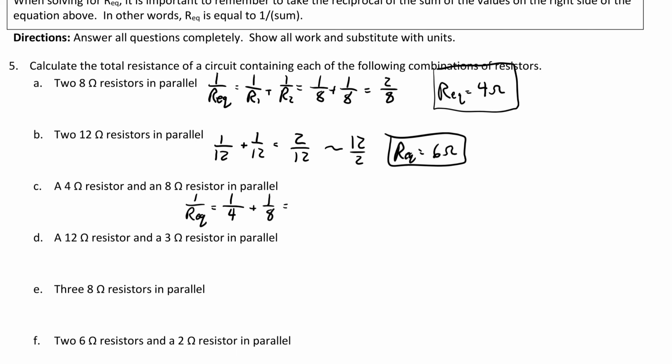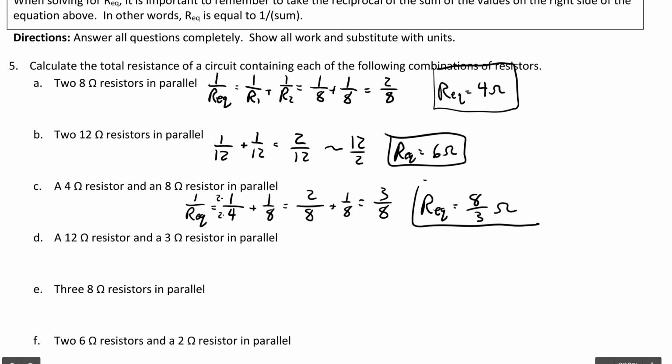Keep doing that. I'm going to show you how to do the common denominator thing. If we want the 4 to turn into an 8, you have to multiply this times 2 and this times 2. So 2 over 8 plus 1 over 8 is equal to 3 over 8. And then REQ is equal to 8 over 3 ohms. You could leave it like that because that's fine, but if you wanted to, you could divide in your calculator and get an answer.